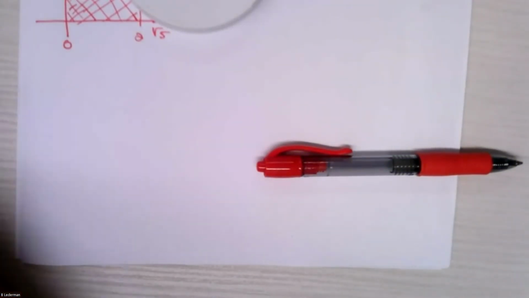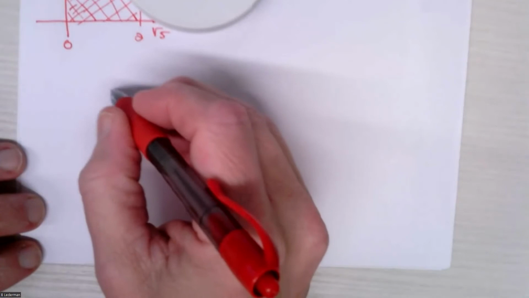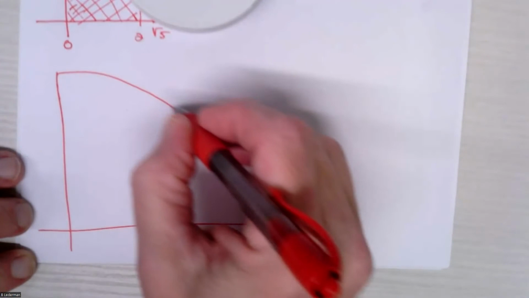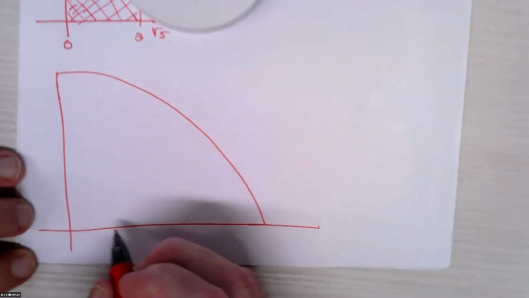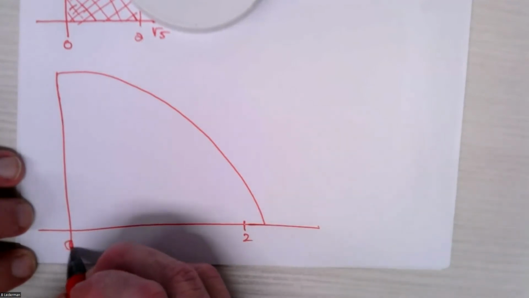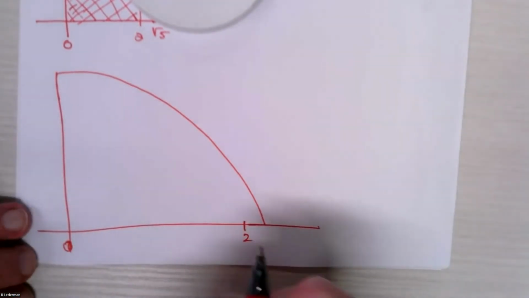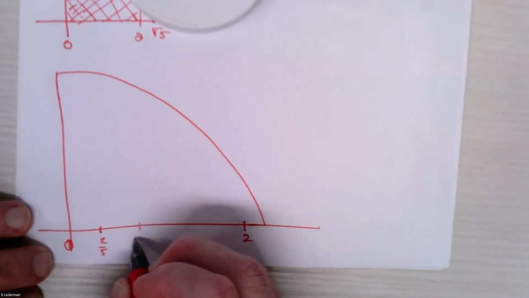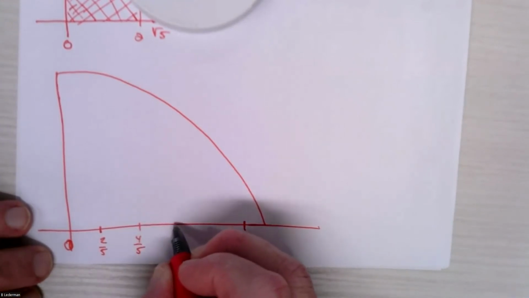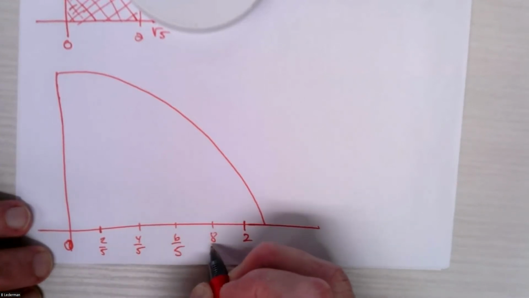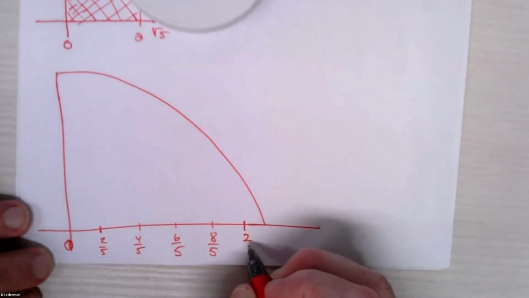All right, so I'm going to draw this. First of all, we're going from 0 to 2, making 5 cuts, so each cut will be 2/5. That's 2/5 right there. That's 4/5. That's 6/5. That's 8/5. And that's 2, which is 10/5.